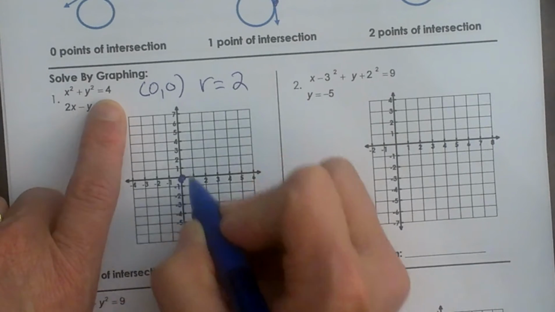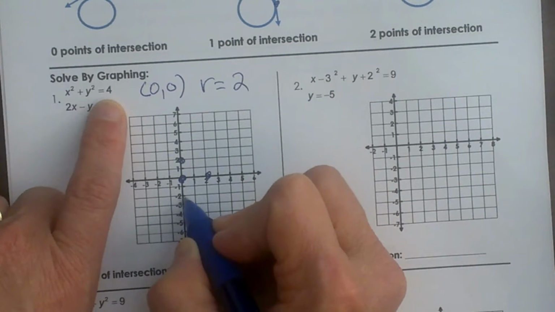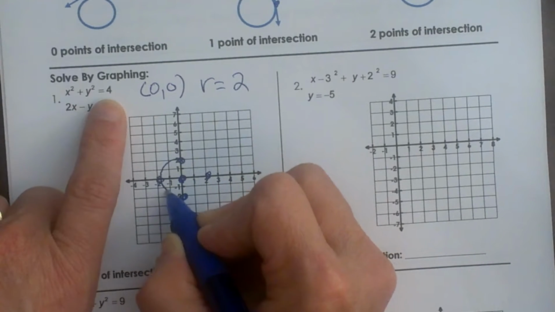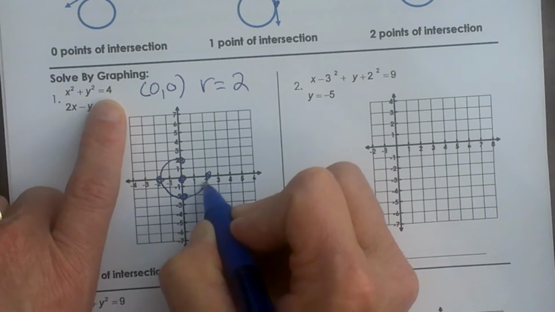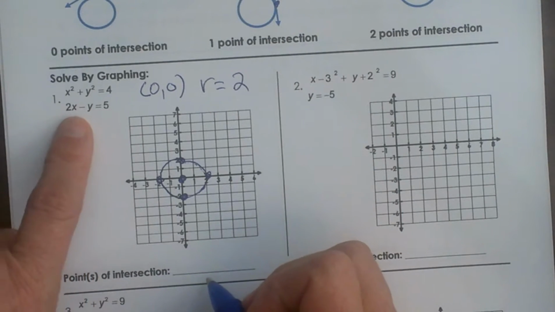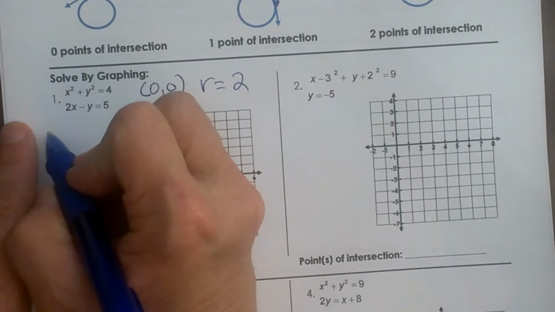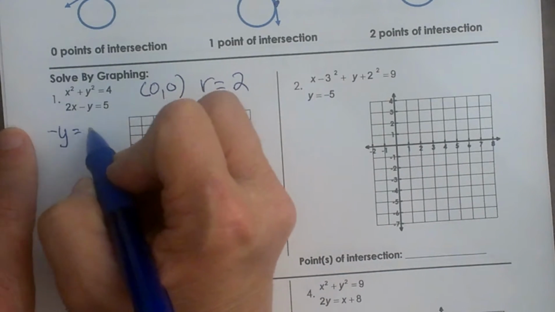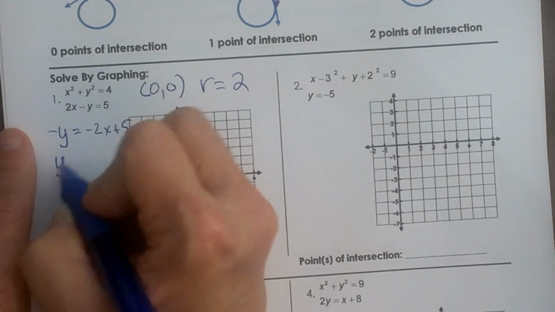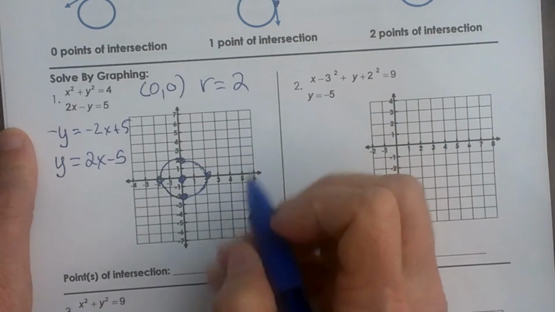So we're going to plot our center and then count up, to the right, down, and to the left, and we're going to draw in our circle. Okay, so there's our circle. Now let's draw our line. To graph a line, we need to solve for y, so we get negative y equals negative 2x plus 5, divide by negative, so y equals positive 2x minus 5.